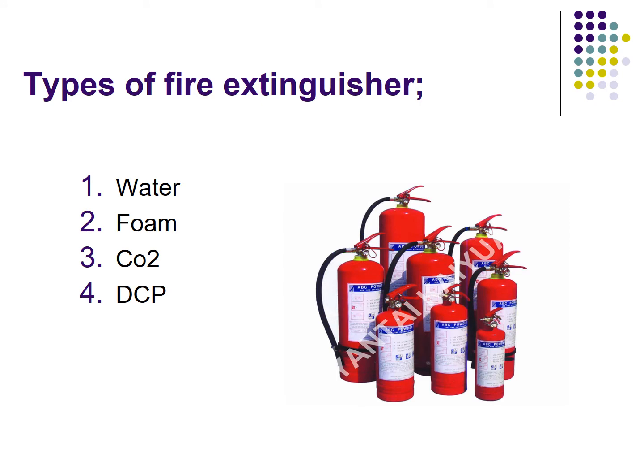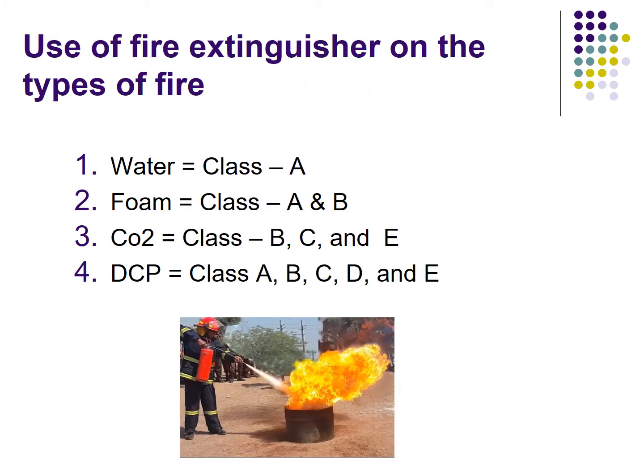Types of fire extinguisher. There are four types of fire extinguisher: 1 water, 2 foam, 3 CO2, 4 DCP. Use of fire extinguisher on the type of fire. Water extinguisher can be used for Class A fire. Foam type of extinguisher can be used on Class A and B fire. CO2 can be used on B, C, E fire. DCP can be used for all types of fire: A, B, C, D and E.